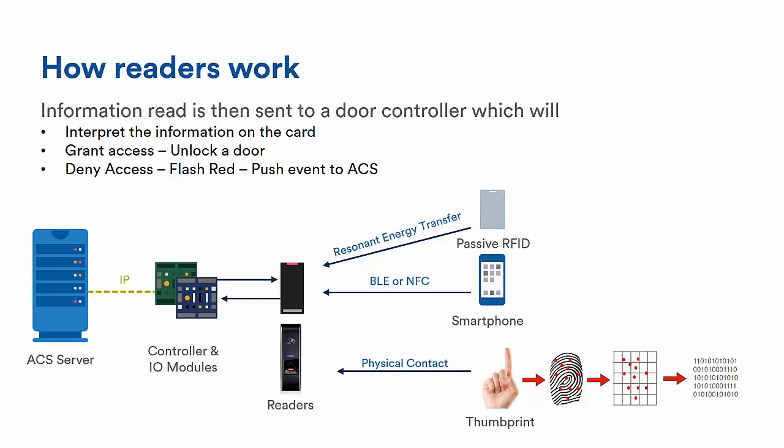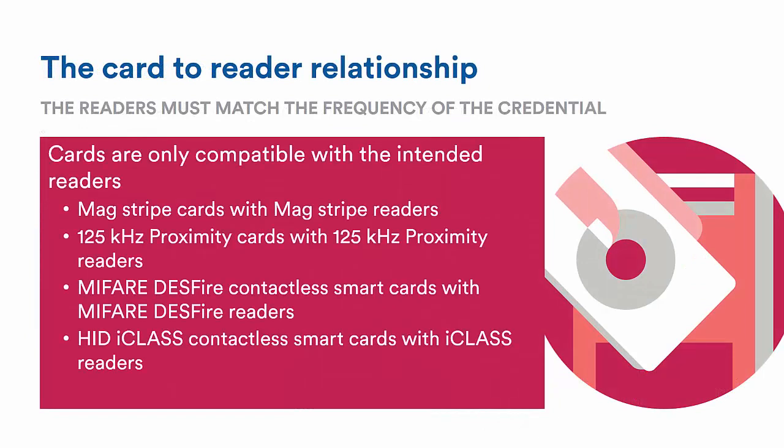So, with all of these different technologies that we're talking about comes a very important topic to keep in mind. The card-to-reader relationship is super important as you're guiding your customers through a card and reader purchase decision. The reader must be compatible with the card and vice versa. So that's magstripe cards with magstripe readers, 125 kilohertz proximity cards with 125 kilohertz proximity readers, MIFARE DESFire contactless smart cards with MIFARE readers, HID iCLASS with HID iCLASS readers.